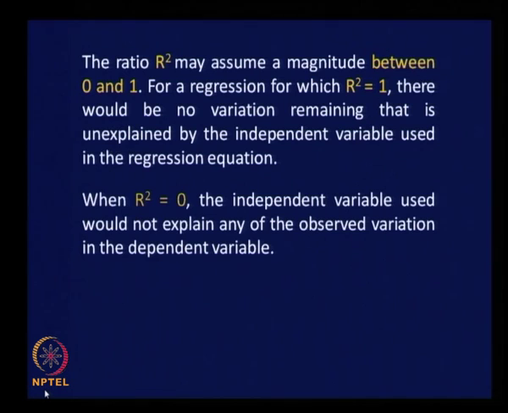And when R squared is equal to 0, the independent variable used would not explain any of the observed variation in the dependent variable. There is no relationship at all between your independent variable and the dependent variable, right. So, that is how you must understand the significance of this particular coefficient. It exactly gives you the extent of relationship between your independent variable and the dependent variable.